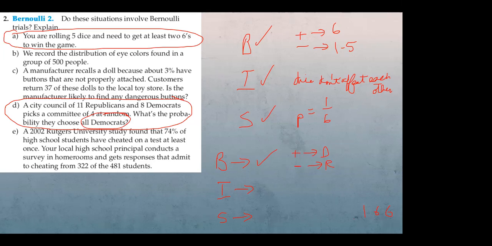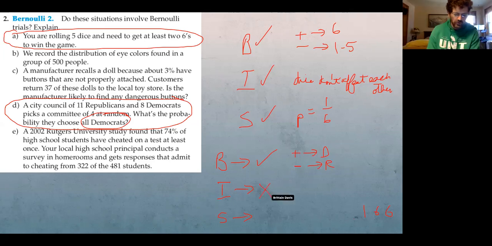Once you're picked for the committee, you can't be picked again. So the first person who's picked will affect the probability of the next person who's picked. So there it is. That means it's not the same probability. We can move ahead. Hopefully that's clear. Everyone's feeling good about it.